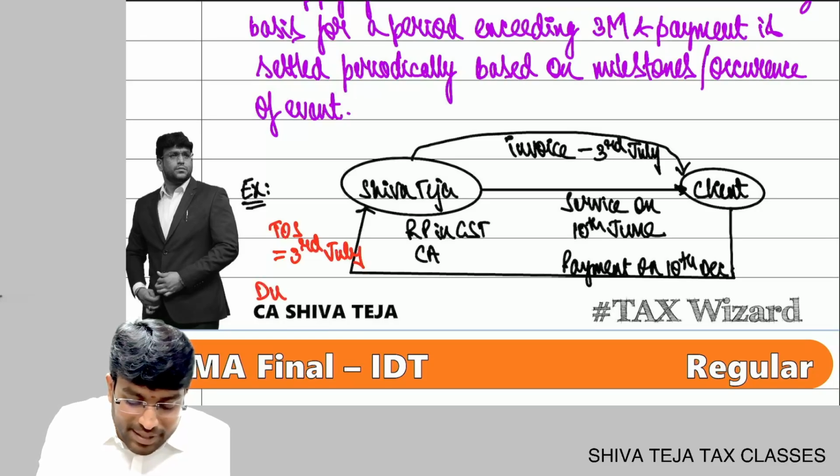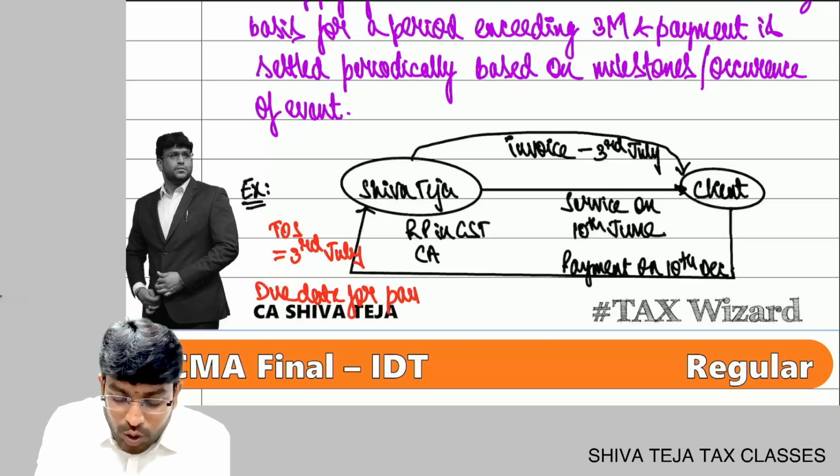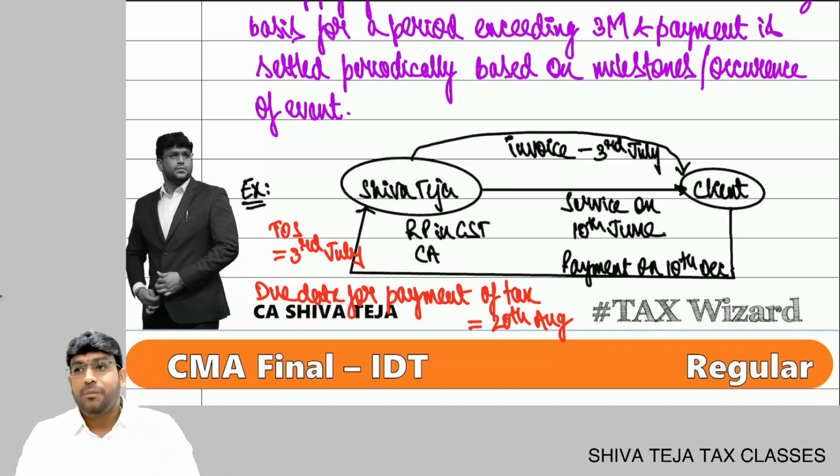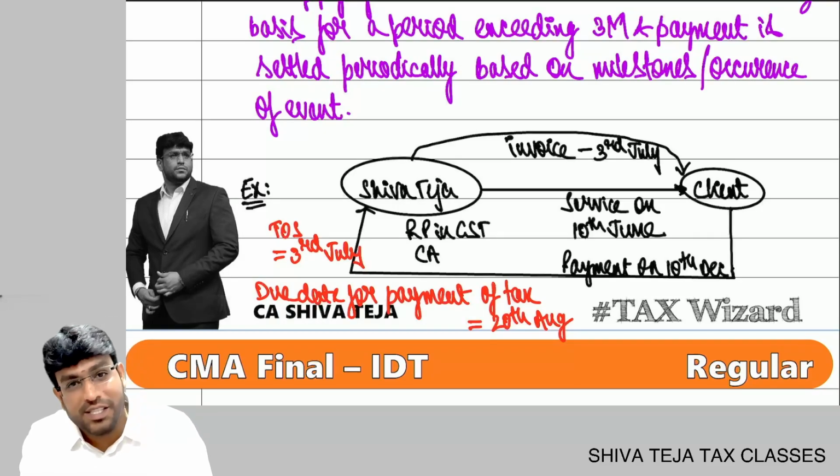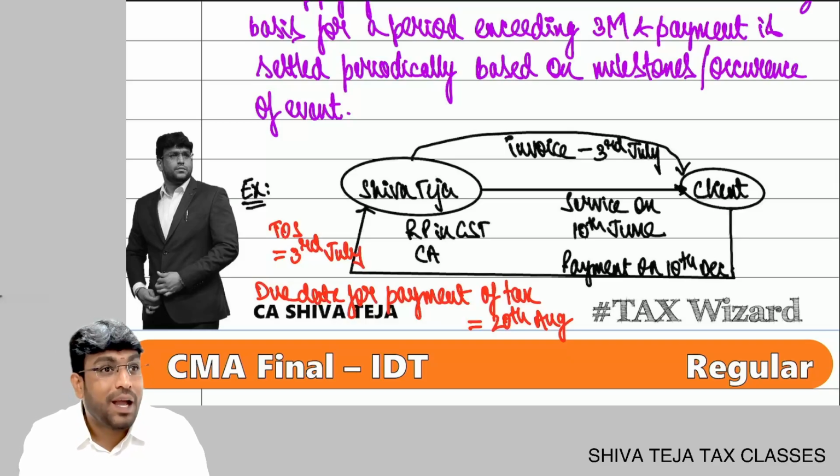When time of supply is 3rd of July, from Shiva Teja's point of view, due date for payment of tax will be 20th of August. But actually payment came to me in December. Practically in our office, a lot of times we pay like this. Service is over, invoice is given to customer, payment he did not make, but we are paying GST to government from our own pocket. That time it pains like anything because of time of supply.